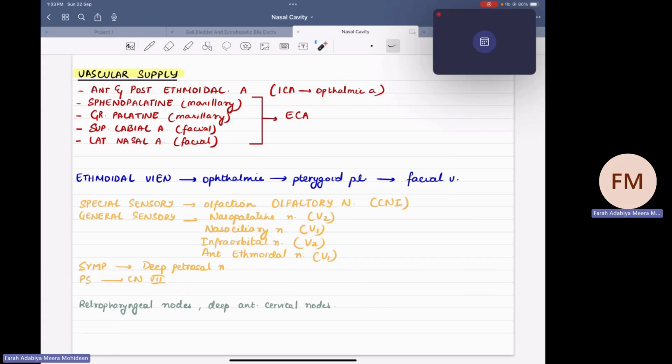The lymph nodes that you can find here are your retropharyngeal nodes and deep anterior cervical lymph nodes.